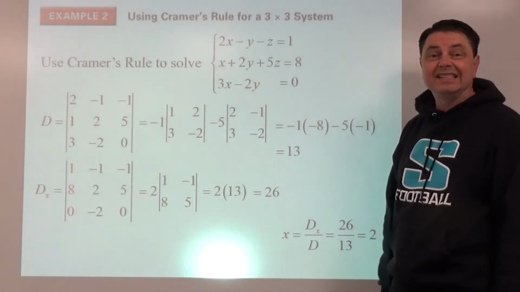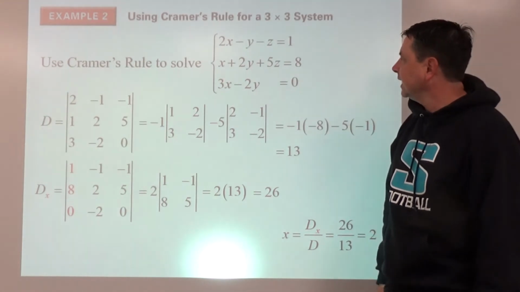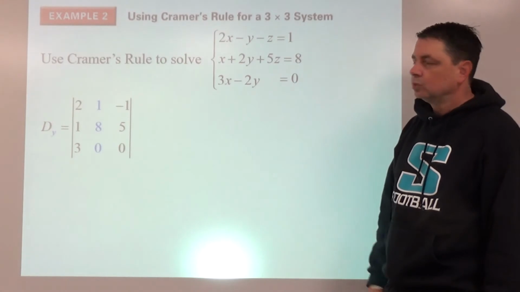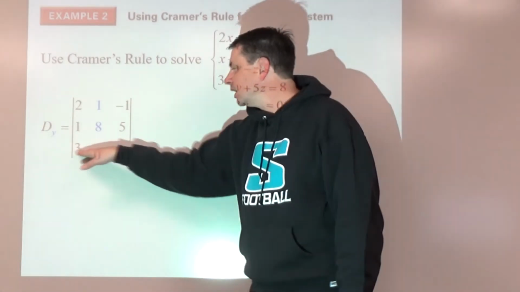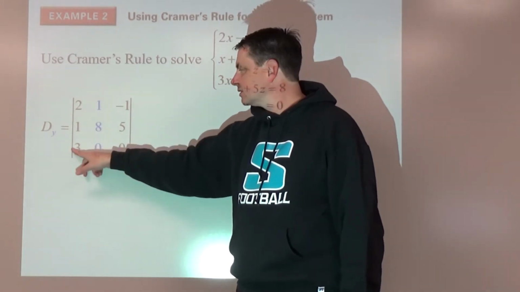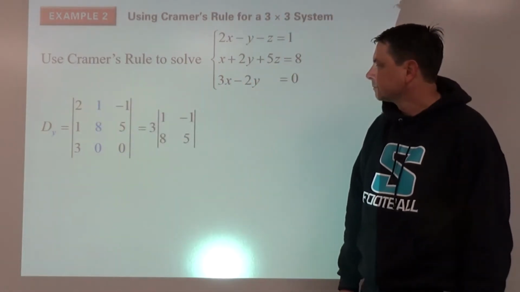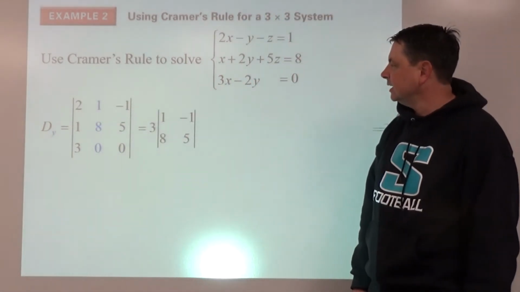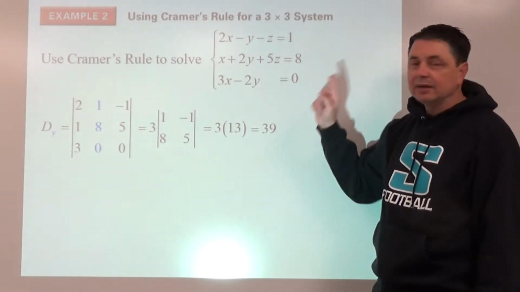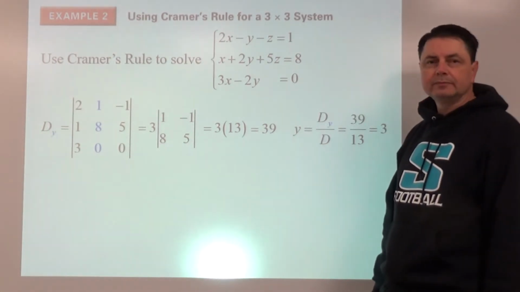Let's now investigate D sub y. We're going to take this column and replace it with 1, 8, 0. Once again, I think we should expand by row 3. Positive, negative, positive, so keep the 3 as positive. And here's what's left. 5 minus negative 8, so we get 39. D sub y divided by the original D, which was 13, leaves us with y is 3.